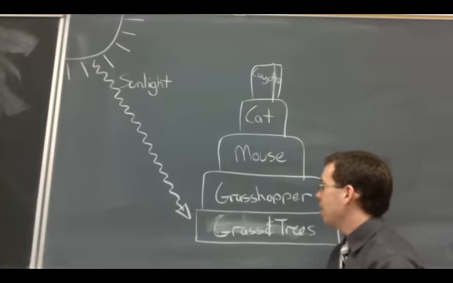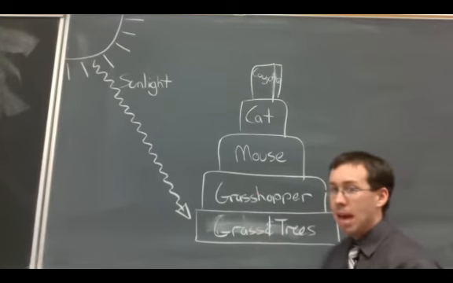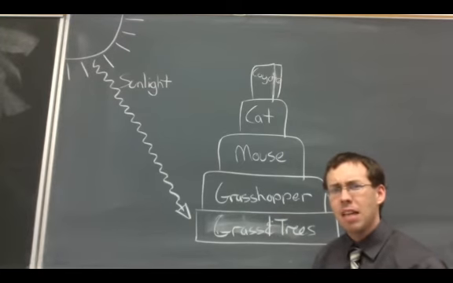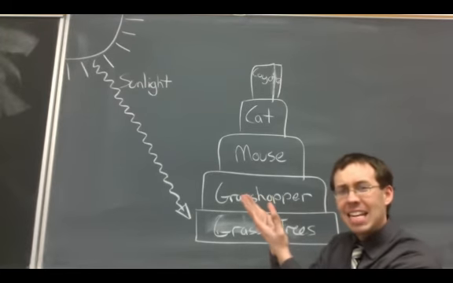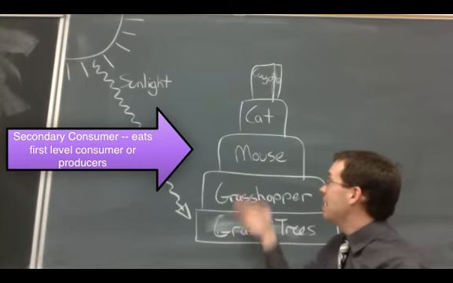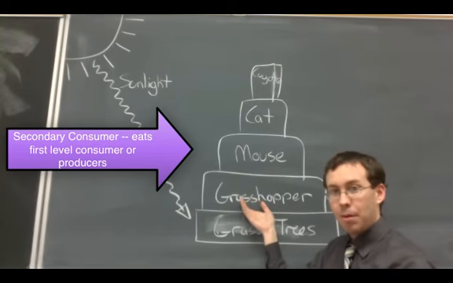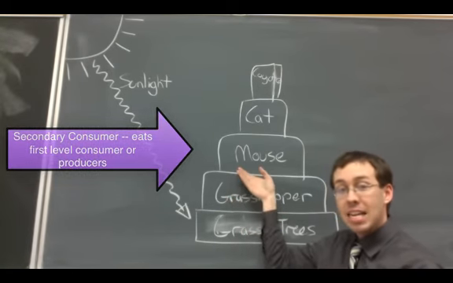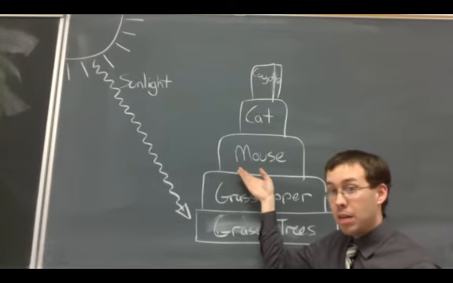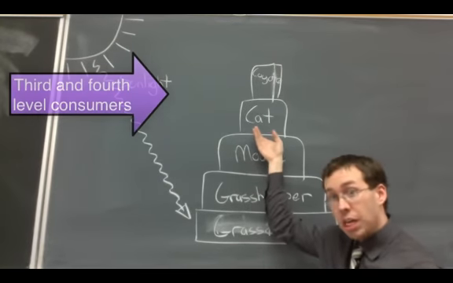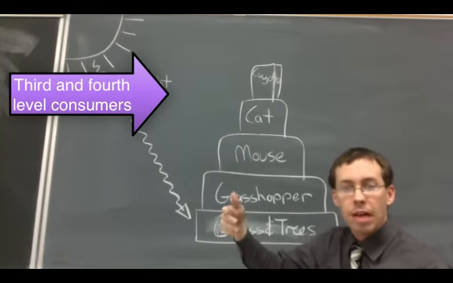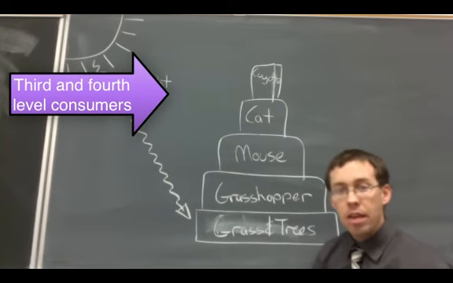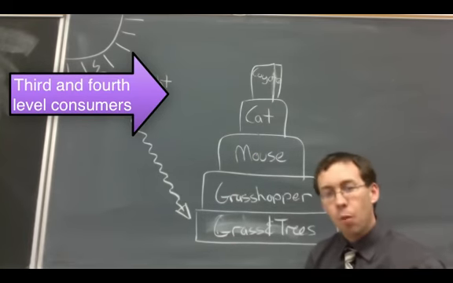So we take a look here. The grasshopper is then eaten by the mouse. Now the mouse level is known as a secondary consumer. That is, it eats the grasshopper. You see how we go primary, secondary. So the cat then would be known as a tertiary consumer or third level consumer. And the coyote, which eats the cat, is a fourth level consumer.